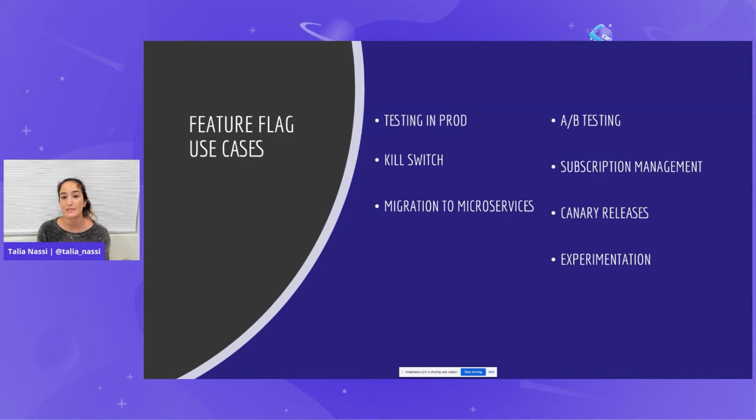And then you can use them to also implement a canary release or percentage rollout where the feature is only initially made available to a small subset of the user base so that any issues that are found will only be found by a small subset of users. So you can also use them for migrating your monolith to microservices. There's so many different use cases, but we don't have time to go through everything.